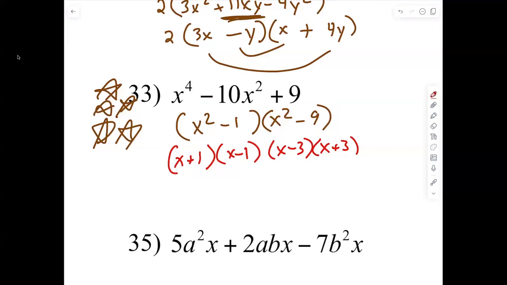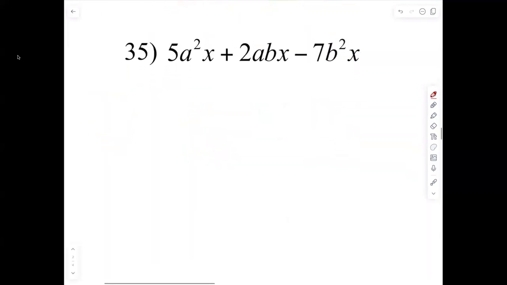Anybody else? All right, we're doing pretty good here. Let's go. 35. What do I have to factor out? Anybody else see factoring out an x here? All right, let's factor out an x. I'm left with a squared plus 2 minus 7 squared. Perfect.